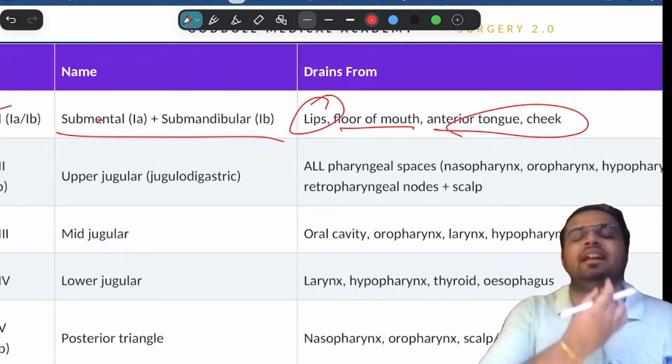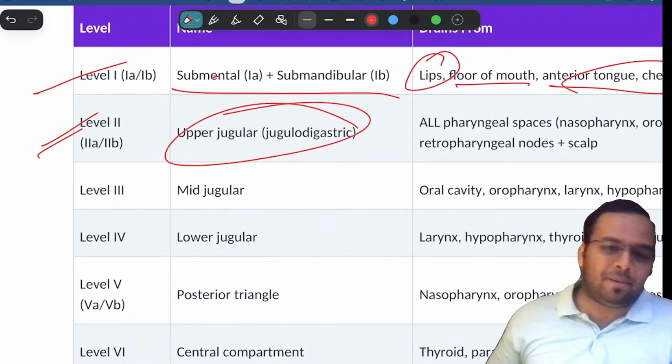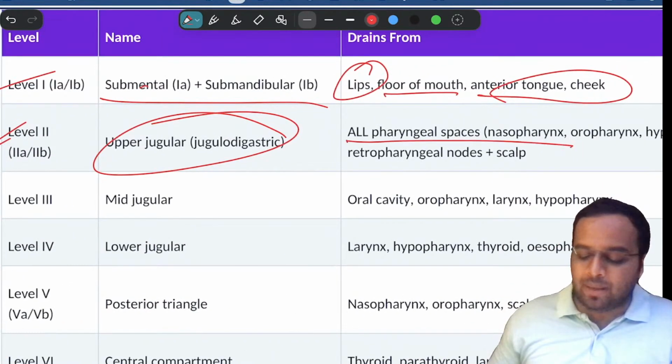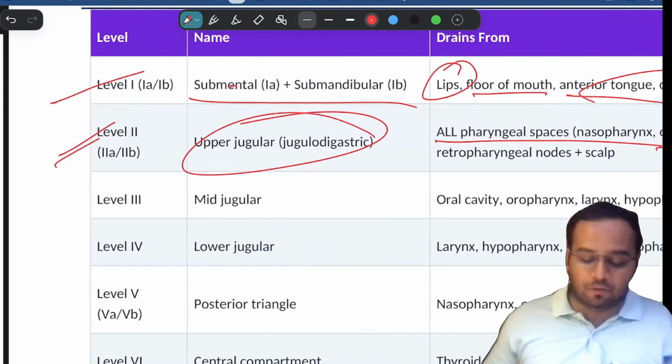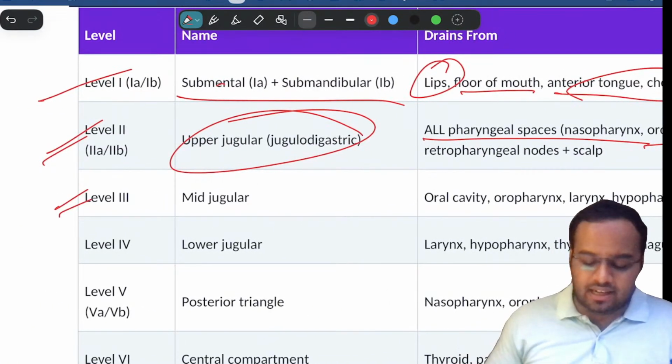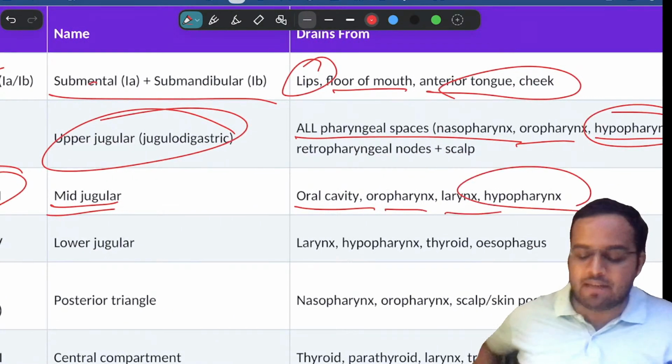So all the oral cavity drains into the 1A and 1B group of lymph nodes. Level 2, upper jugulodigastric: all the pharyngeal spaces, the nasopharynx, oropharynx and hypopharynx, are going to drain into the level 2, 3 group of lymph nodes. So what is level 3? It is the mid-jugular region. It again drains from the oral cavity, oropharynx, larynx and hypopharynx.